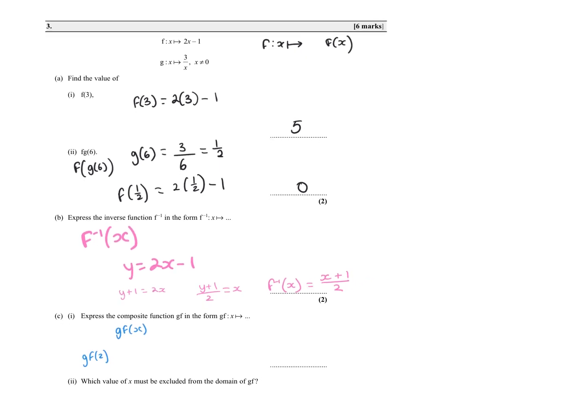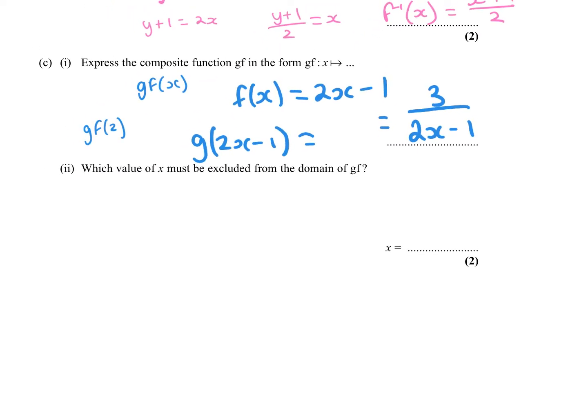So, what is f of x? f of x equals 2x minus 1. So now, g of f of x means g of 2x minus 1. So this means wherever there's an x in g, we can see here, what am I going to substitute? 2x minus 1. So I actually get 3 over 2x minus 1. Okay?